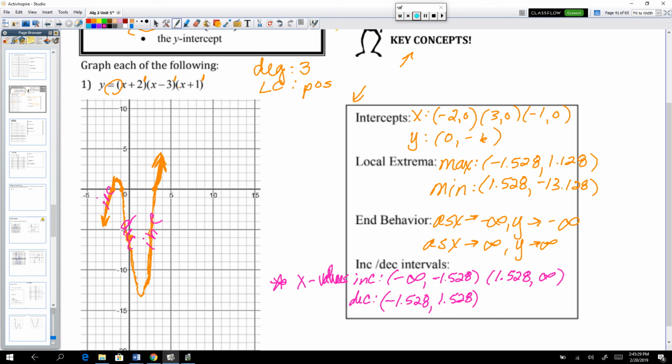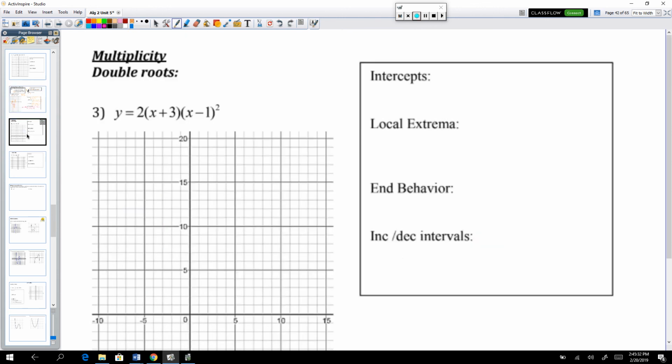So let's go ahead and enter the next problem into your calculators. Go ahead and pause the video while you do so. Maybe you can start graphing the intercepts and finding the local extrema before you restart the video.